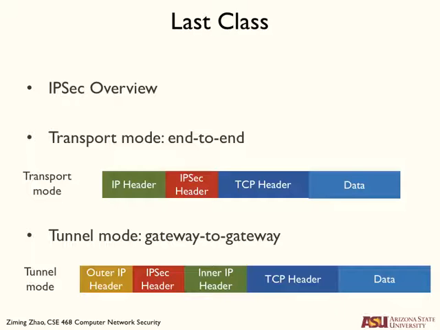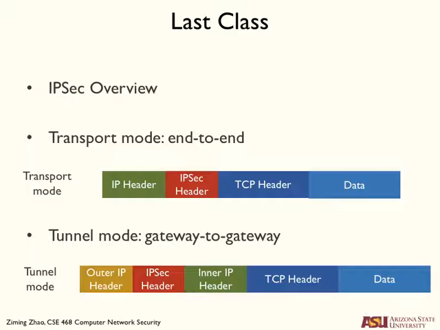So basically, we learned that there are two modes in IPSec. We have a transport mode, which is used for end-to-end secure communication, and we also have tunnel mode, which is usually used for gateway-to-gateway secure communication. And if we are using tunnel mode, in most cases we use it for VPN to connect different sites together.